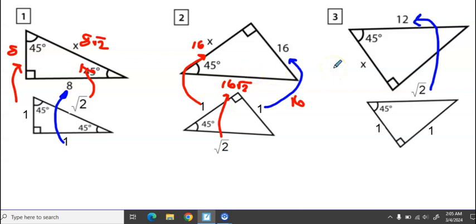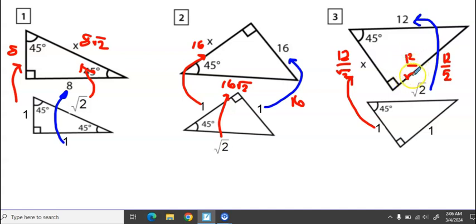In problem 3, the scale factor is 12 divided by root 2. So based on the answer key, we can multiply each of these two sides here by 12 divided by root 2. So if I multiply 1 times 12 over root 2, it's going to be 12 over root 2. And it's going to be the same for both sides of the triangle.